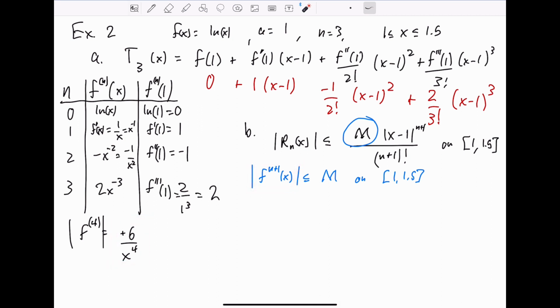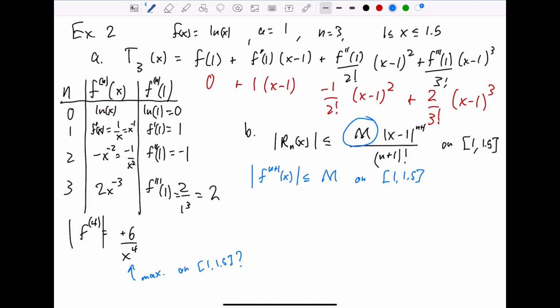We want to find a number M such that this function is always less than or equal to M on the given interval. Or we could think of this as maximizing this function on the interval, and M will be the maximum value. So what is the very largest that this function gets on the interval from 1 to 1.5? We want to know what is the maximum of this function on the interval from 1 to 1.5. That will be the value of M.